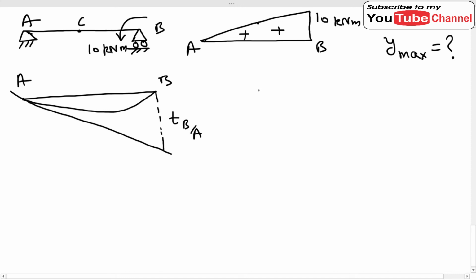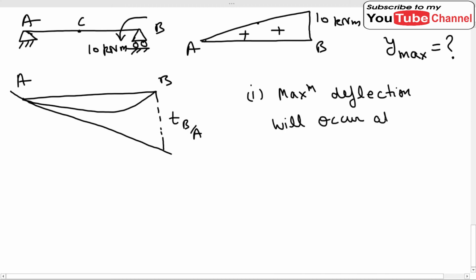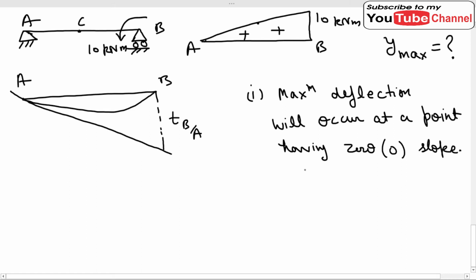So the point where the deflection will be maximum will have a horizontal tangent. Okay, let me write it here. The maximum deflection will occur at a point having zero slope. Means the tangent will be horizontal. Okay, the tangent will be horizontal.